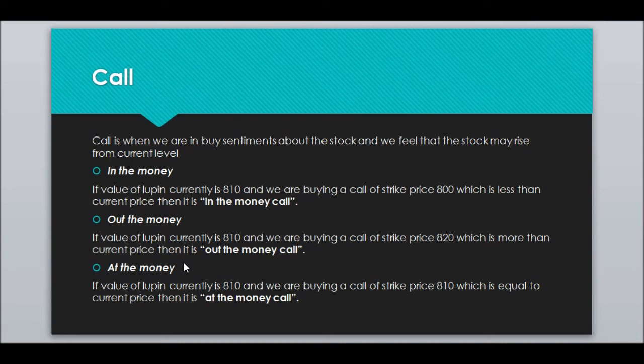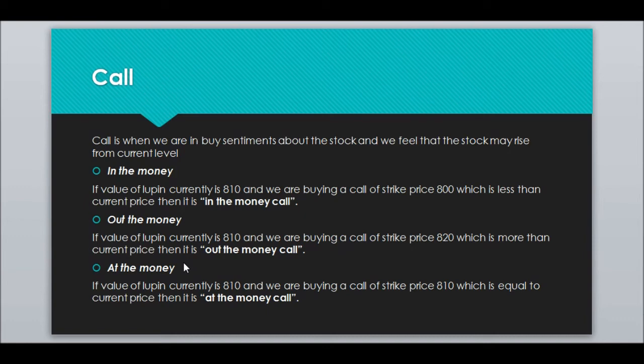And suppose we are buying a call of 820 and the stock price is 810, so this 820 price is more than the current price, which is 810, meaning we are already at a 10 rupees loss. It is not an actual loss, but we are buying at a higher rate. The stock needs to reach 820, and it will take time. So this would have a low premium. Currently we are not in profit. Once the stock comes to 820, then our premium will rise.